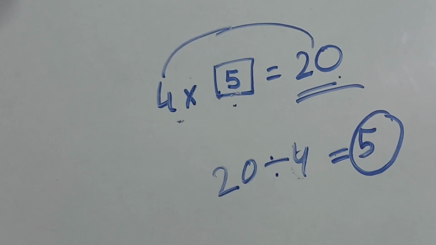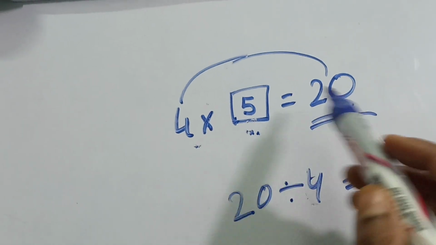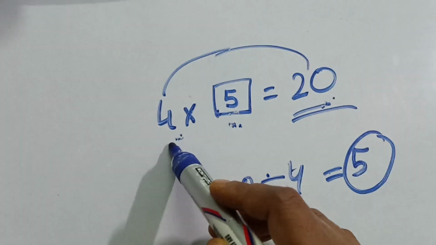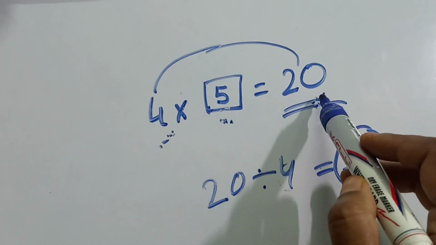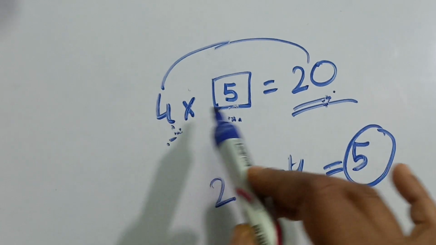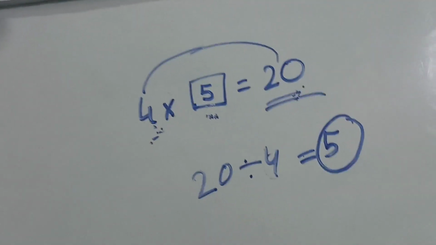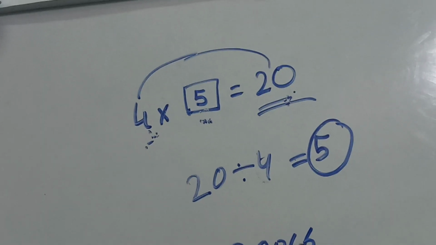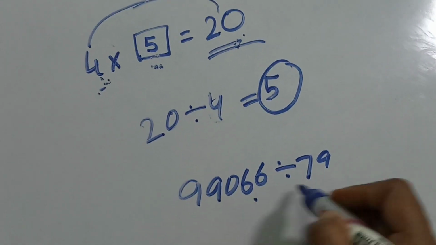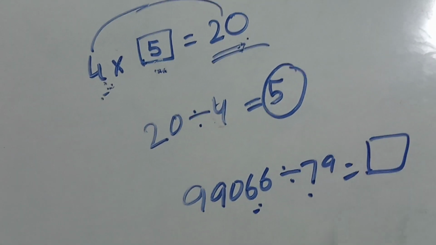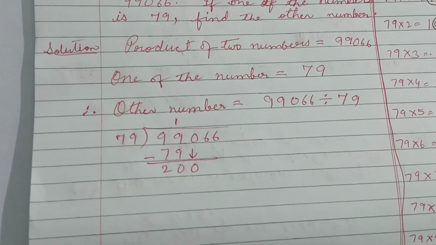Clear all of you? So to find the other number, what we are doing? You are dividing this product by one of the numbers. Okay, you are dividing this 20 by 4. Means you are dividing the product by one of the numbers. So you are getting the other number. So similarly, children, the product is given 99,066 and one of the numbers is given 79. So we will divide these two and we will get the other number. Clear? So let's do it with the statement, children.